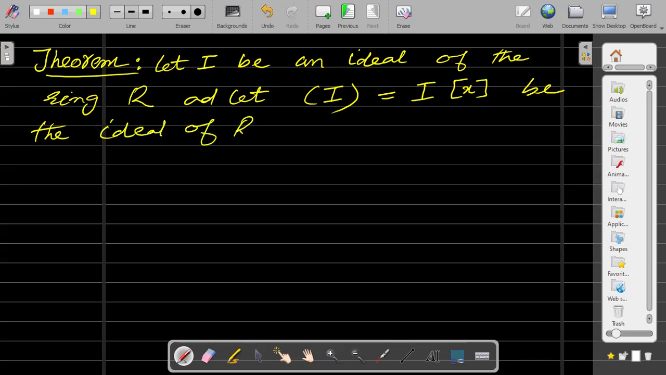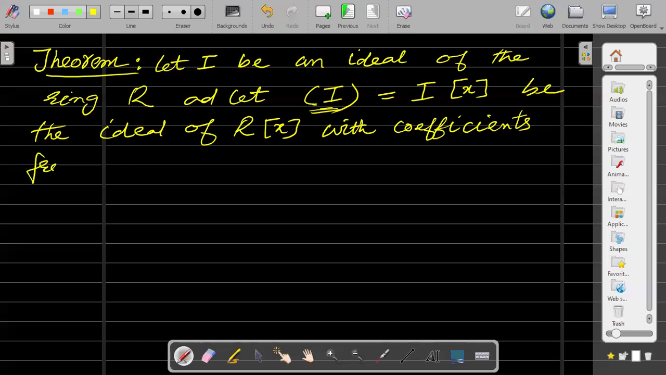This is the ideal of R[x], and it's also called the ideal generated by this I. That's why we have used this notation here. Ideal of R[x] with coefficients from I. In fact, we'll see that this will actually be the kernel of some ring homomorphism. From that, we also conclude that this I[x] is an ideal. So I is a given ideal of R. Then we have I[x], which is the set of polynomials with coefficients from I, and that set will be the ideal of R[x].